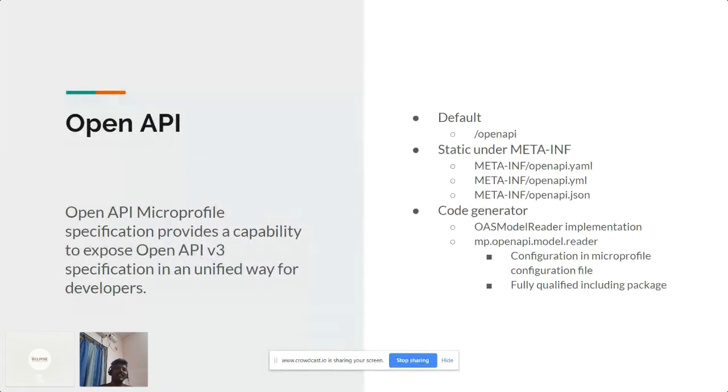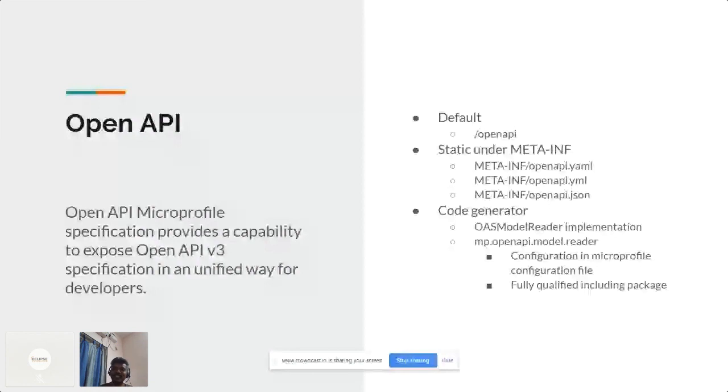Okay. And the final approach is, if you are addicted to writing some code to generate all the MicroProfile OpenAPI specification on demand, then you can also do that. So the specification provides some capabilities to do that. You have to write an implementation for the OAS model reader, and this needs to be configured with the key mp.openapi.model.reader in the configuration property.